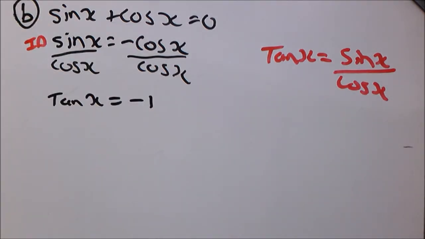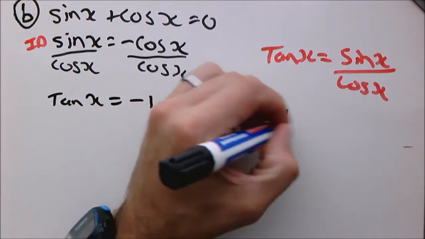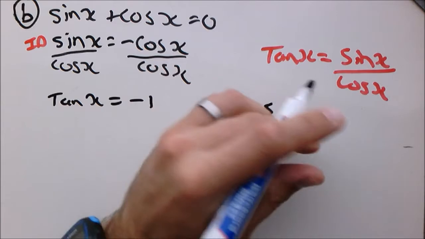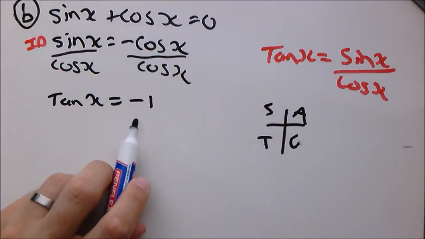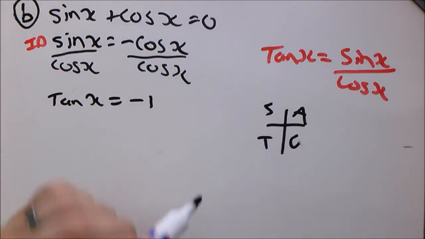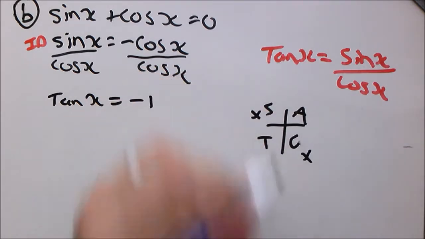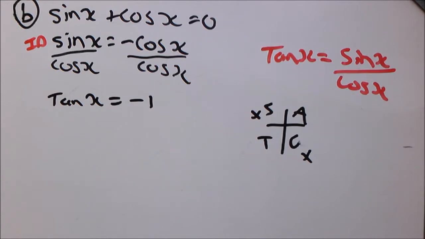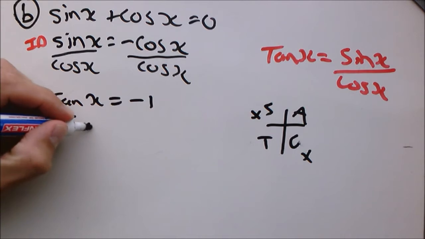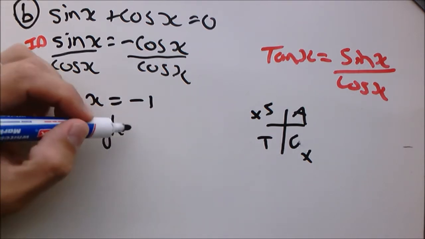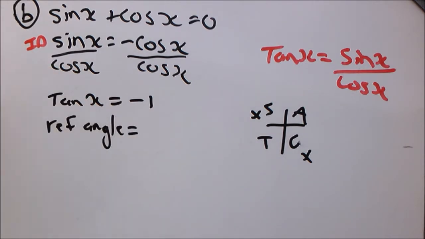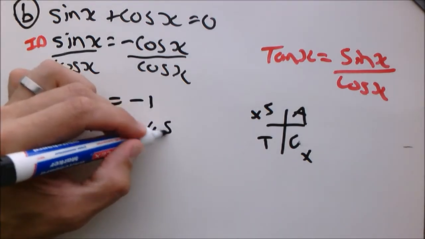Now we have a basic equation to solve. So first things first, CAST diagram. We've got a negative tan, so we know that would be in the second quadrant and the fourth, although we're only going to work in the second because its period is 180 degrees. And then we have a reference angle that you can calculate by using your calculator or your special angles, because tan 45 equals 1, so the reference angle is 45 degrees.